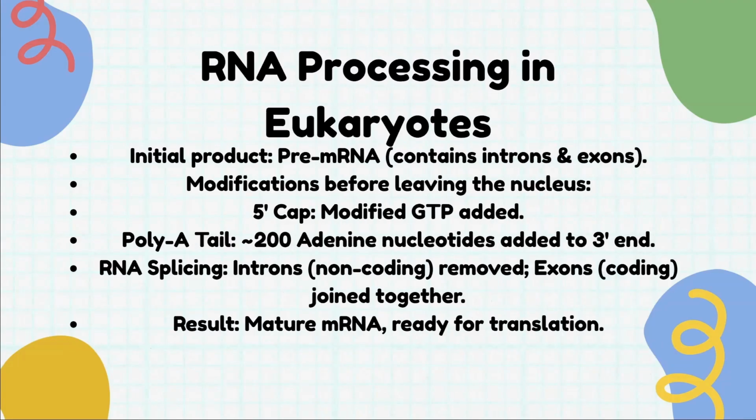RNA processing in eukaryotes. The initial product is pre-mRNA, which has introns and exons. Modifications before leaving the nucleus are the 5' cap, a modified GTP added, and the poly-A tail, around 200 adenine nucleotides added to the 3' end. RNA splicing: the introns are removed and the exons are joined together. The result is mature mRNA ready for translation.